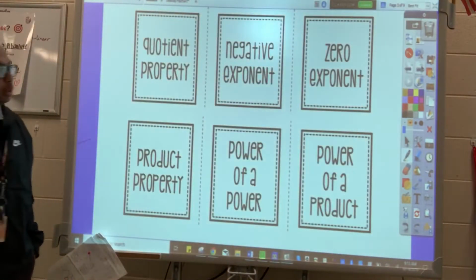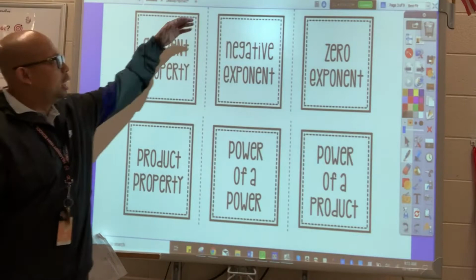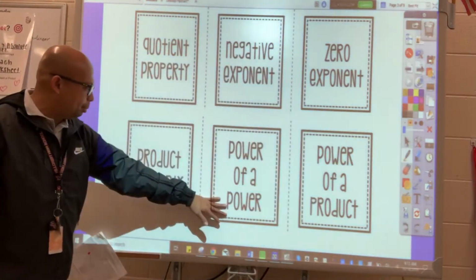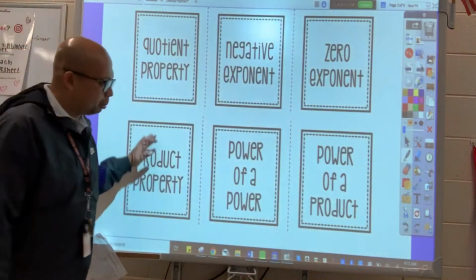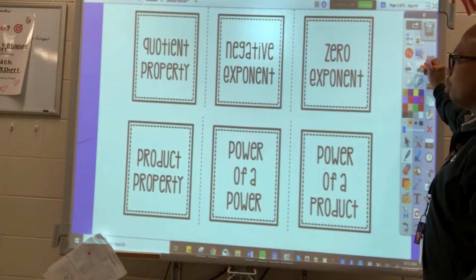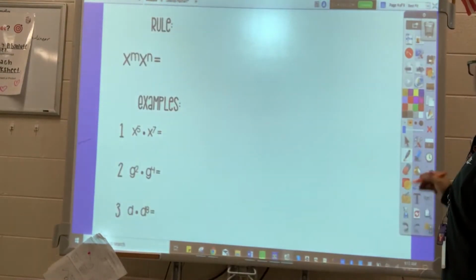Okay, so there are 6 that we're going to learn today: the quotient property, the negative exponent, zero exponent, power of a product, power of a power, and product property. And we're going to go over each of them. Okay, the first one here is the product property.